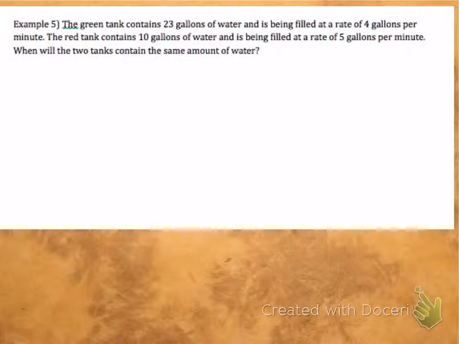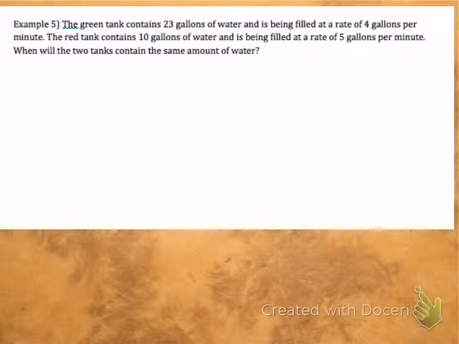So our last example, example 5, says the green tank contains 23 gallons of water and is being filled at a rate of 4 gallons per minute. The red tank contains 10 gallons of water and is being filled at a rate of 5 gallons per minute. When will the two tanks contain the same amount of water?